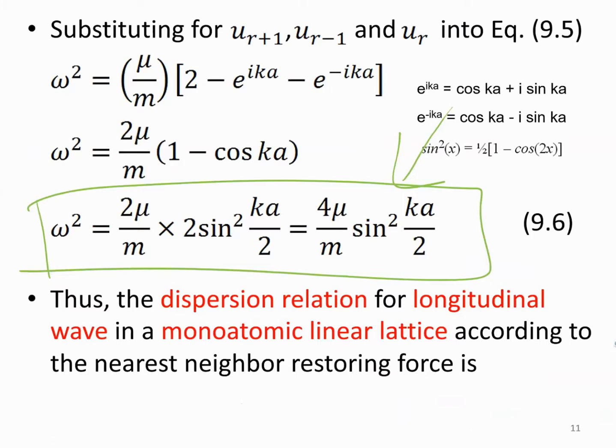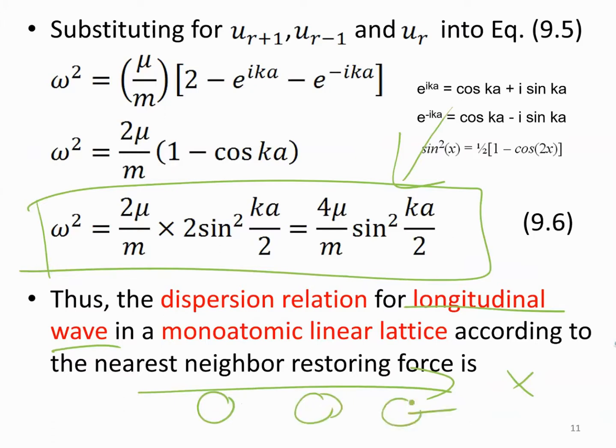So therefore, the dispersion relation for the longitudinal wave. Longitudinal means that in only one direction, the movement of the wave is the same as the movement of the lattice vibration, because the movement of the wave is along the x direction, and the atom or the lattice also vibrates along the x direction. So this is what we call longitudinal. If the atom vibrates in the x direction, but the wave is along the z or y direction, then we don't call it longitudinal. We call it transverse.